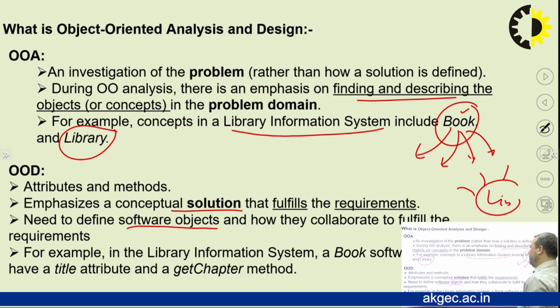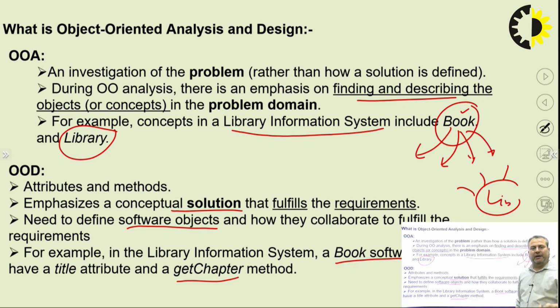For example, in the library information system, a book software object may have a title attribute, like discussed earlier, and a get chapter method, just like a function. This method is similar to a function in C, and the title is just a characteristic of the book. Features like title, number of pages, author name, like this. Like in a database we read the entities.